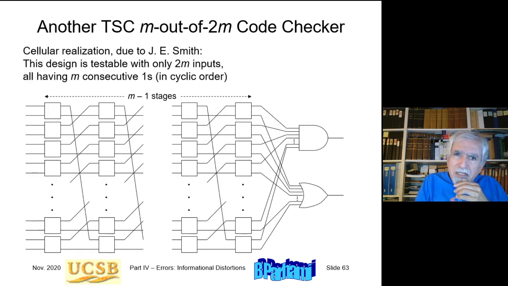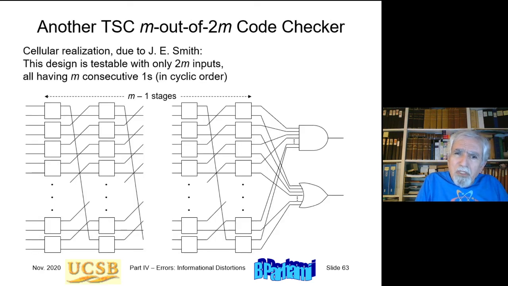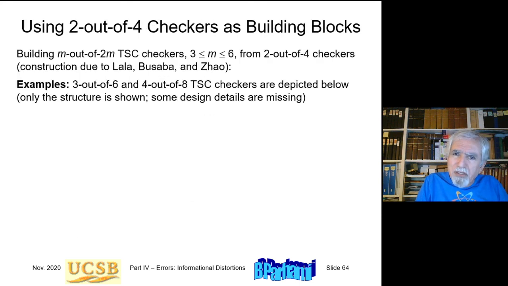There's a different design on this slide. This is due to J.E. Smith. And this one, let's see, I don't remember who did this, but the reference is given at the end of the chapter. So these are 2 particular designs for M out of 2M. This is a specific type of code for which we have 2 designs for self-checking checker.